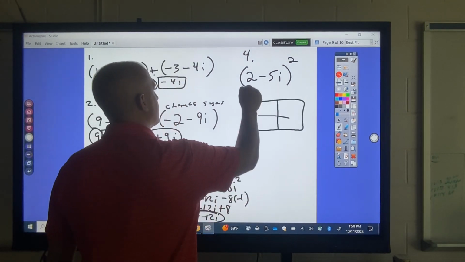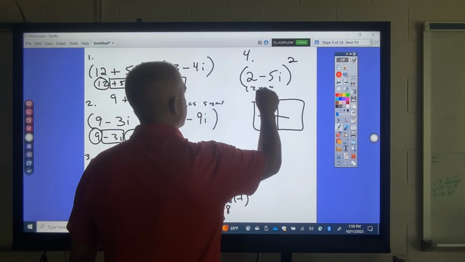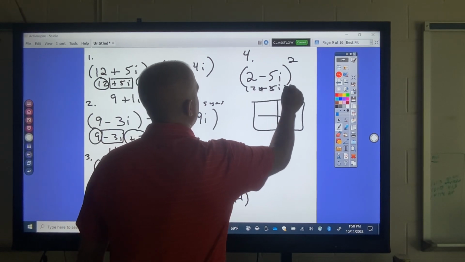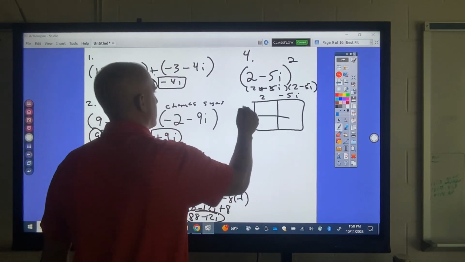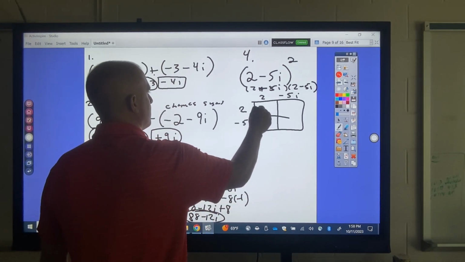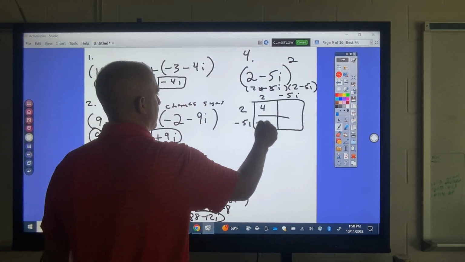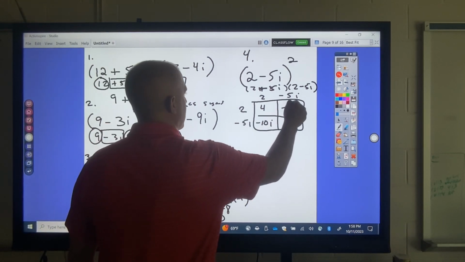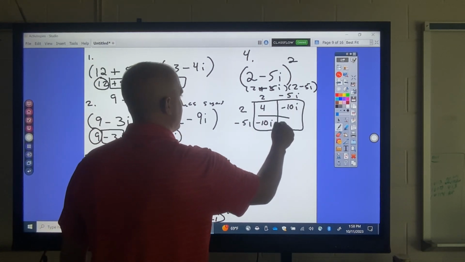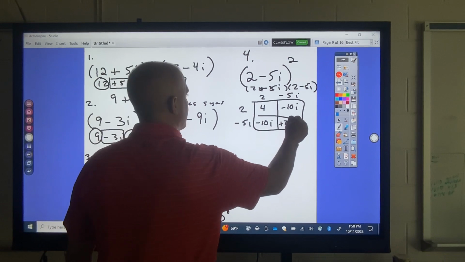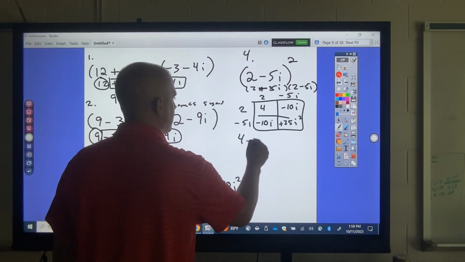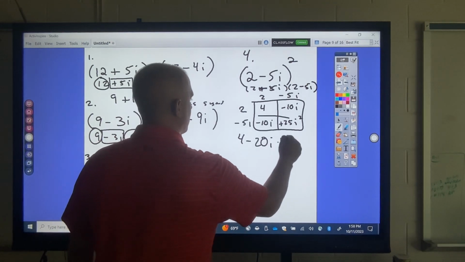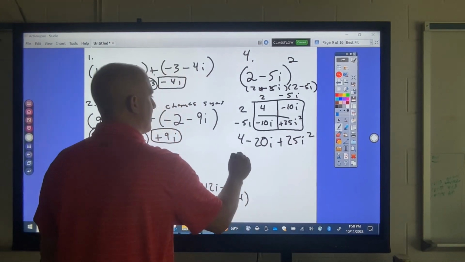I've got to write this 2 times. That's the idea. So 2 minus 5i, 2 minus 5i. 2 times 2 would be 4. Negative 5i times 2 would be negative 10i. That would also be negative 10i. Negative 5i times negative 5i would be positive 25i squared. So what happens there? 4, those combine to negative 20i. That is 25i squared. Well, what do we know that i squared is?